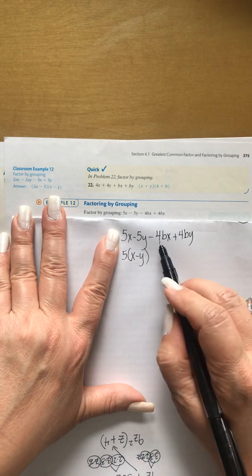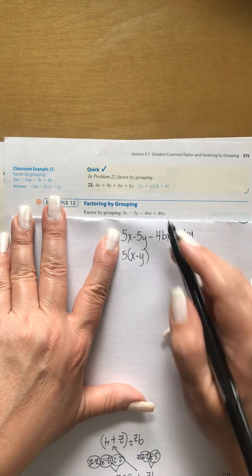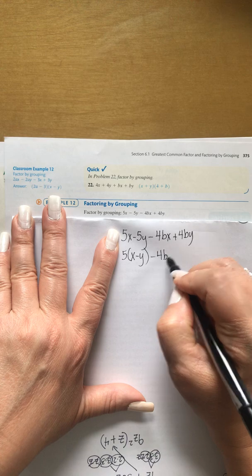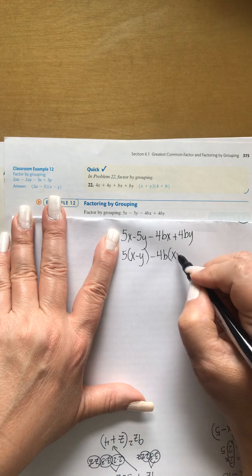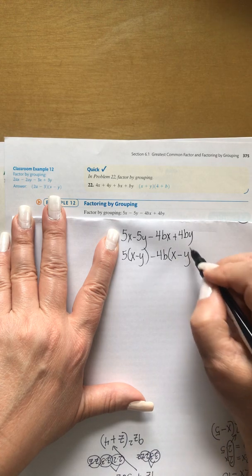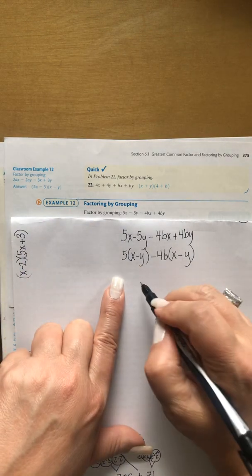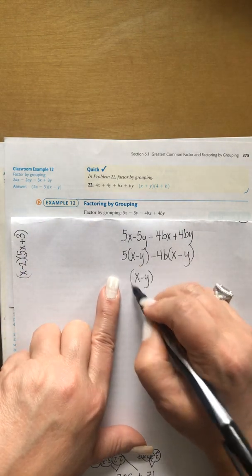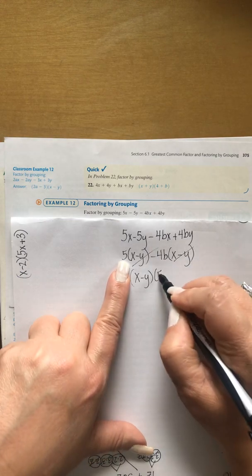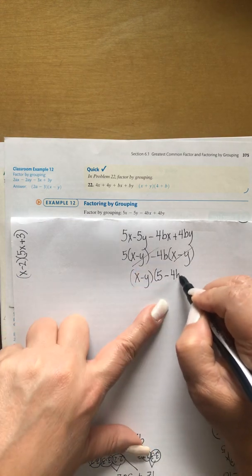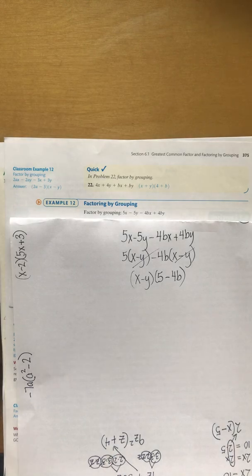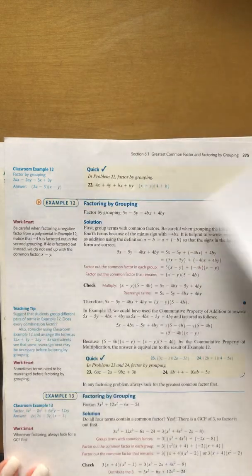The next, you're going to take out a negative 4b. Negative 4b gets taken out, and you're left with x minus y. Now these two will match, x minus y. And then you're left with 5 minus 4b. Okay? And example 13.